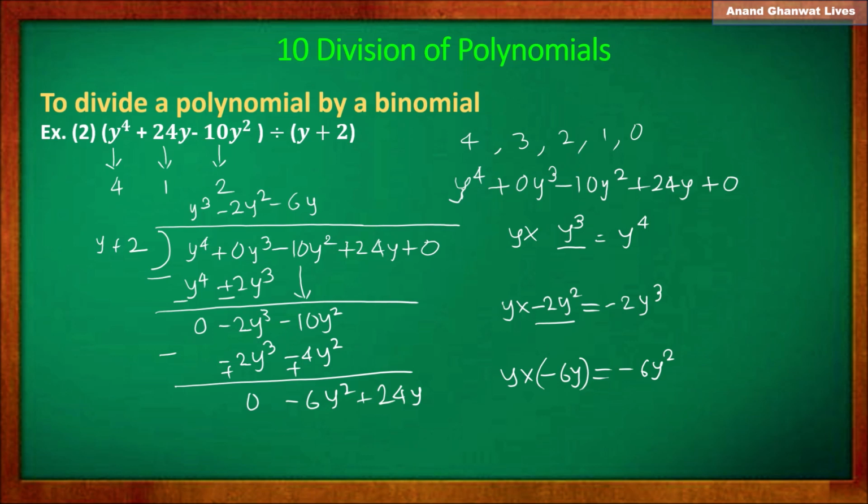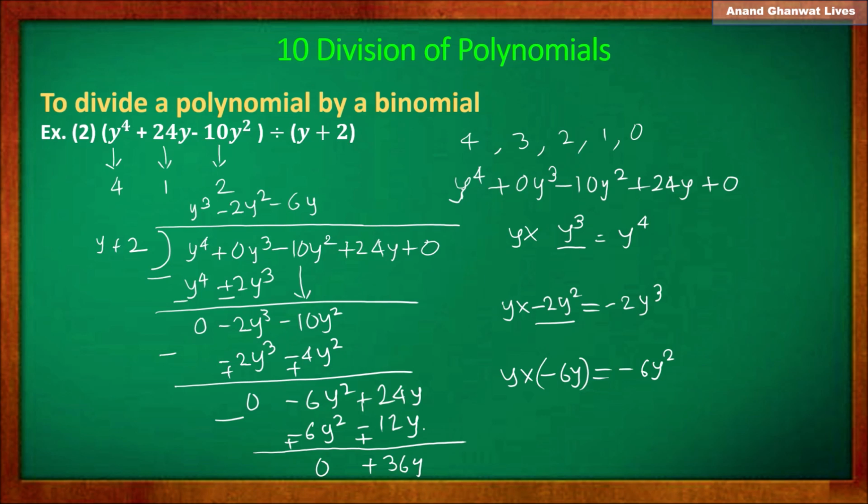Negative 6y into y, that is negative 6y square. Negative 6y into 2, that is negative 12y. Okay. Now while subtracting, change the signs. So negative 6y square plus 6y square, that is 0, and positive 24y plus 12y, that is positive 36y.